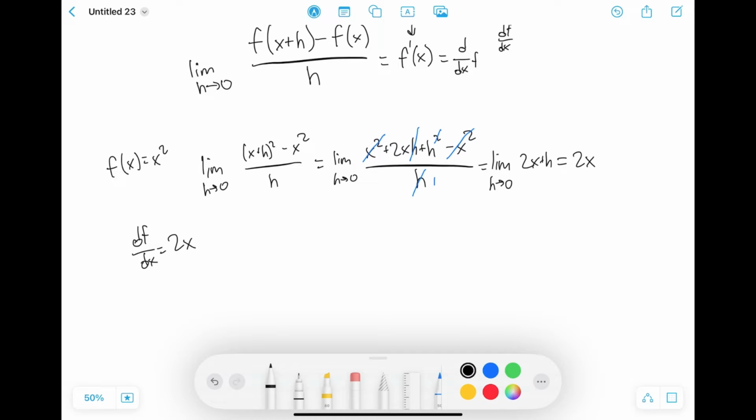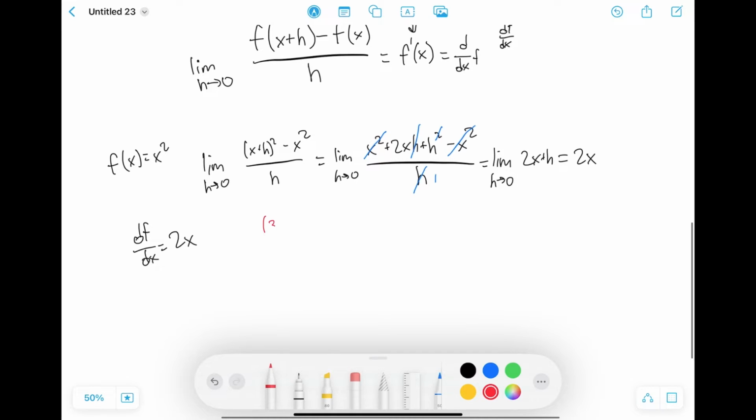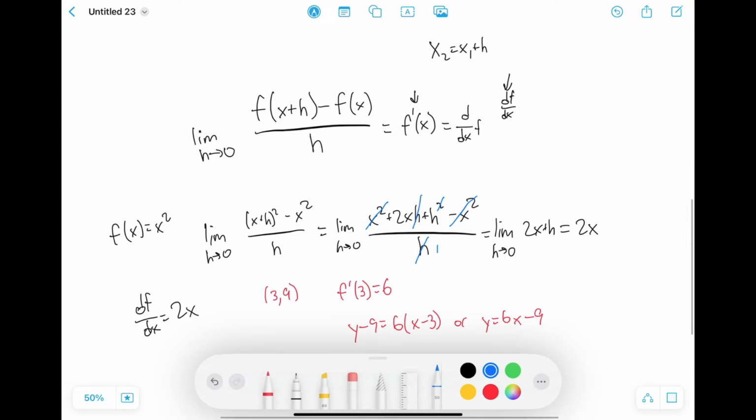So for instance, let's say we have the point 3 comma 9 that exists on here. We can say that f prime of 3 is equal to 2 times 3, or 6, and that the tangent line will be y minus 9 equals 6 times x minus 3, or y equals 6x minus 9, just like that.